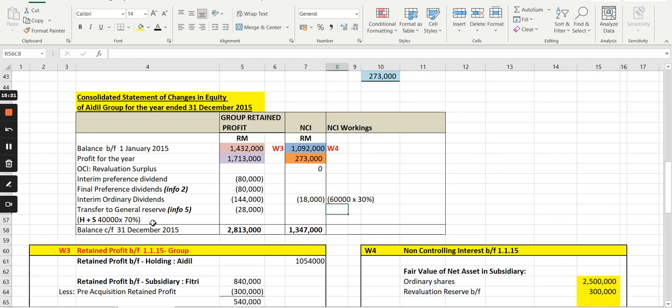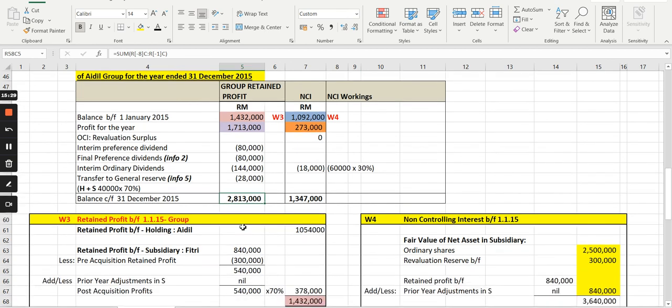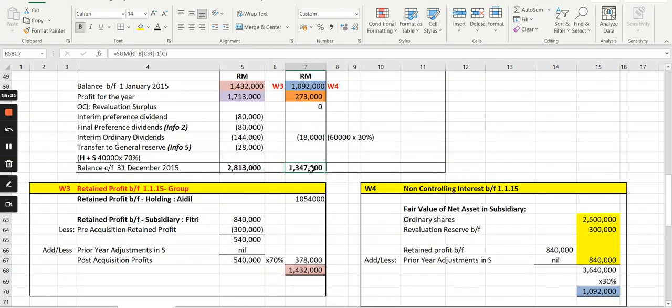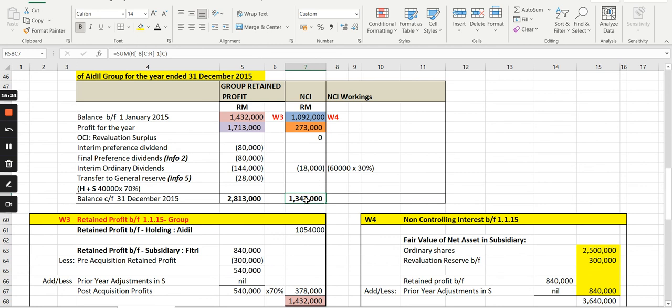And the transfer is the last item here. The total for your group retained profit would be 2,813, and the total for the non-controlling interest would be 1,347. These are the two workings that you need to do. You do not need to do the workings for the balance carried forward, but that is also something you will be doing maybe in your later studies.